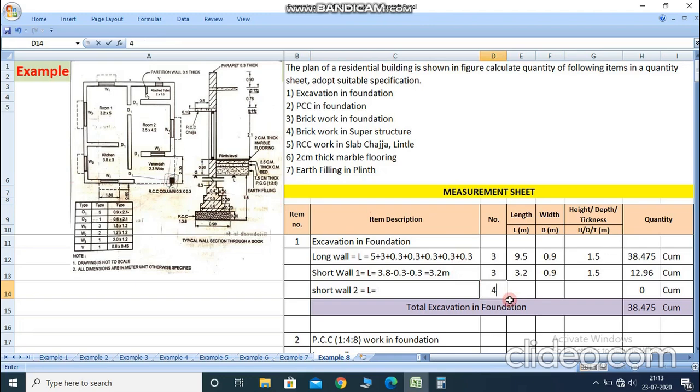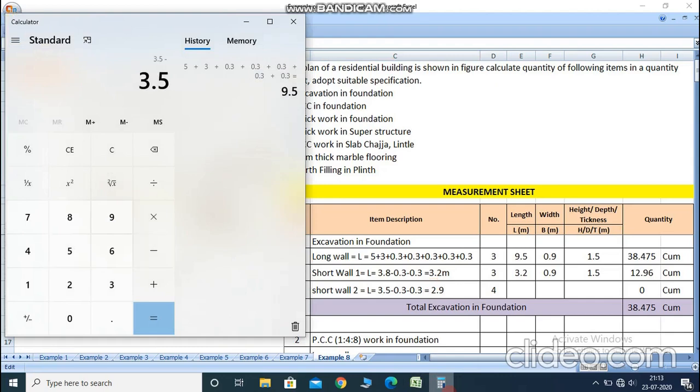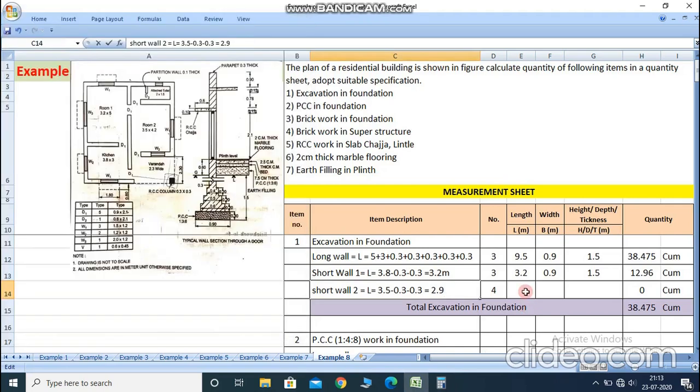So right here, 4. Then the after length is 3.5 meter minus 0.3 for the left side and 0.3 for the right side. So 3.5 minus 0.3 minus 0.3 is equal to 2.9 meter. So the length is 2.9 meter. Width of the excavation is 0.9, already given, and height of the excavation is 1.5 meter.